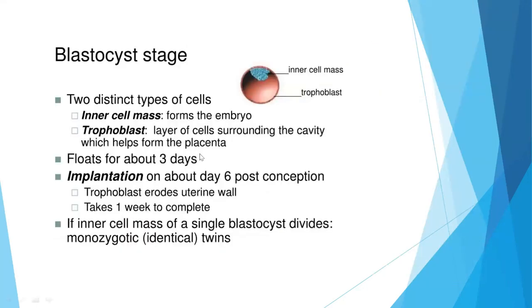So in the blastocyst tissue, there are two distinct cell types, the inner cell mass and the trophoblast. The inner cell mass forms the embryo, and the trophoblast is the layer of cells surrounding the cavity which helps to form the placenta. So here this is the trophoblast, and this is the inner cell mass.